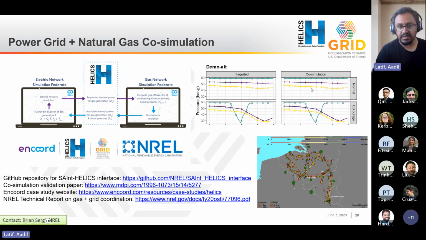So if we had a monolithic implementation versus a Helix interface, a co-simulation where Helix was essentially the glueware connecting two simulators together, we ended up with the exact same simulation results. For more information on this, if you're interested, I would recommend reaching out to Brian Sergey.